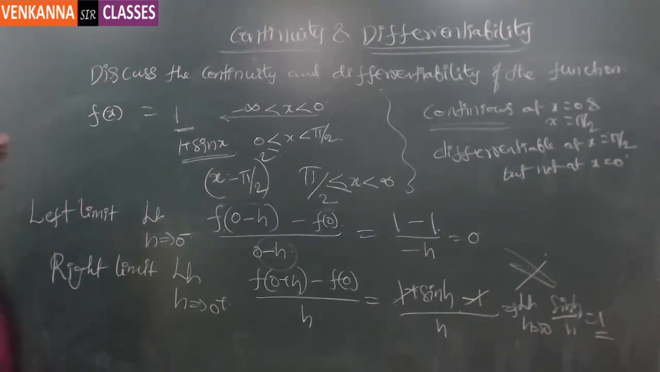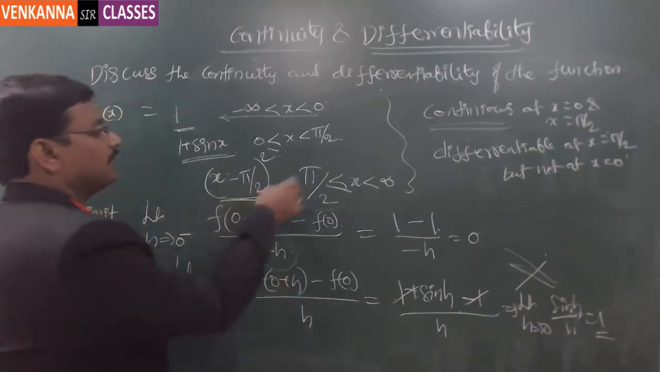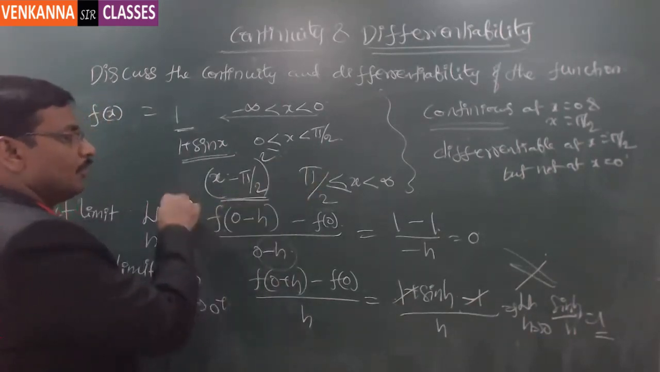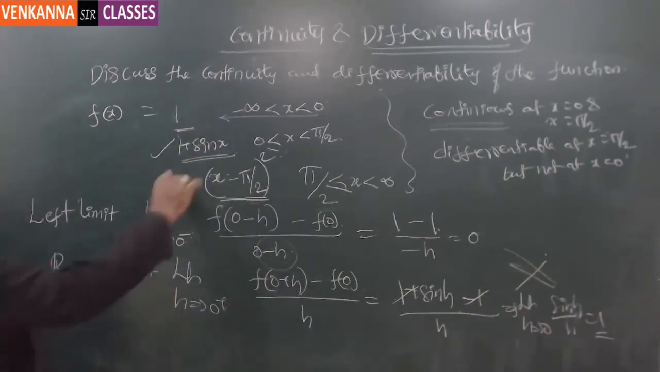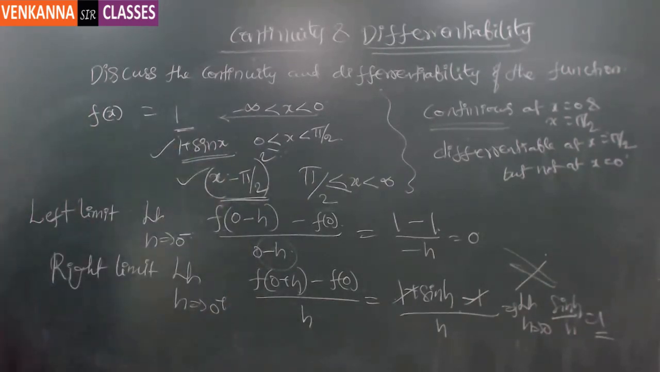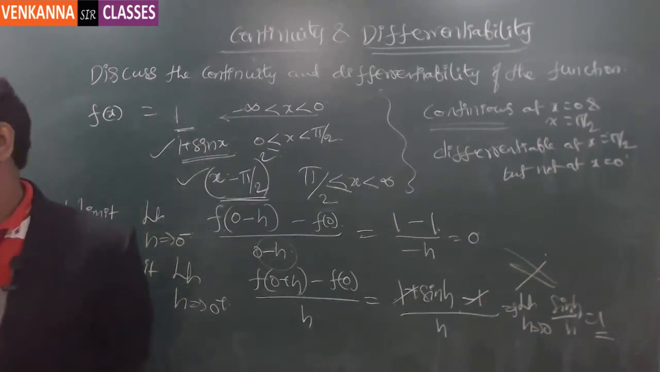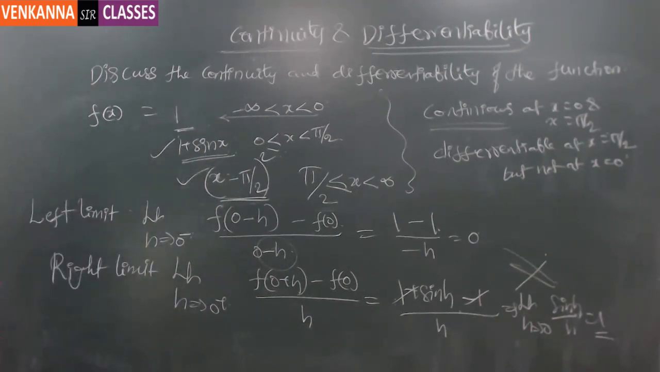Exactly in a similar manner, if you do it for this function, that is at x is equal to pi by 2, pi by 2 minus you will take this function, pi by 2 plus you will take this function. Follow the same procedure. You are going to get the same value, which is nothing but the differentiable function. Got it?